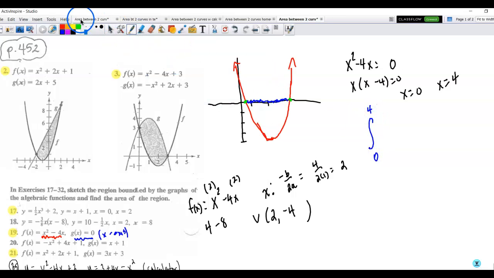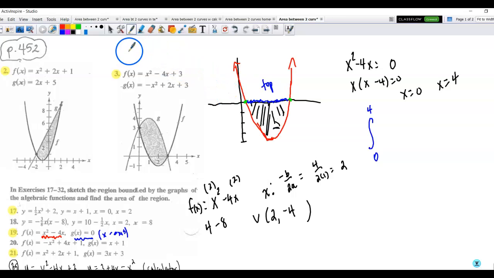The top curve is blue in that entire region. This is the top. This is the region that we're trying to find the area of, and remember, the area between two curves is always positive. This is not your typical net area of accumulation. We're doing top minus bottom.